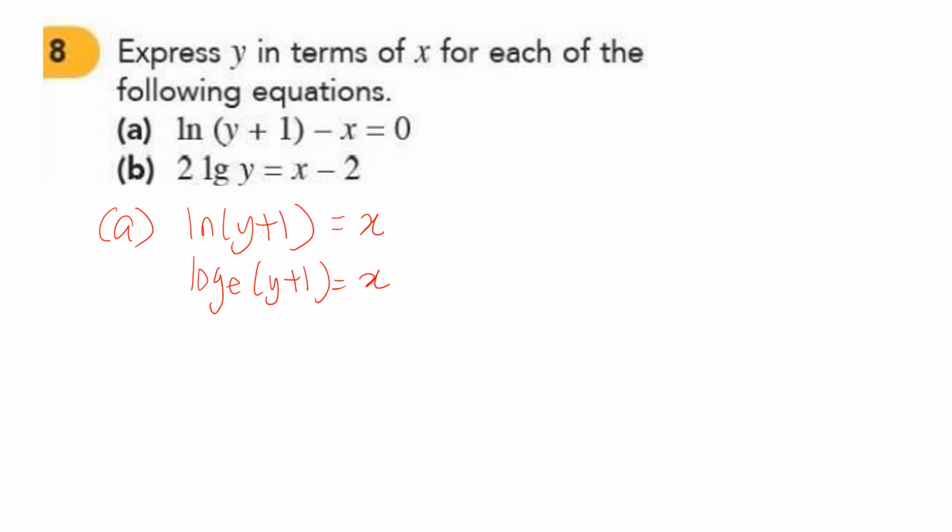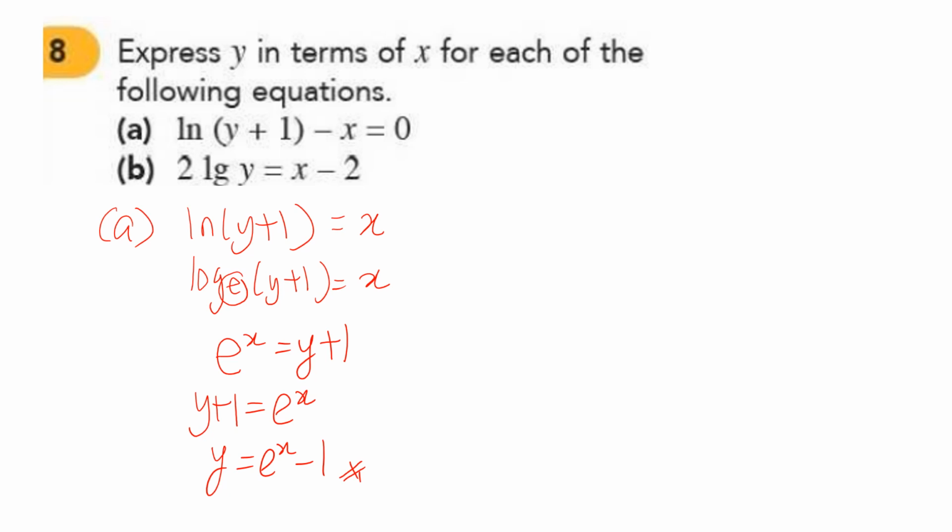So the base is the most important thing. So if you look at it carefully, zoom in, the base is e. So e to the power of x is equals to y plus 1. We need to make y the subject. So y plus 1 is equals to e to the power of x. Subtract 1 on both sides, so y is equals to e to the power of x minus 1. And that's basically how we do 8a.